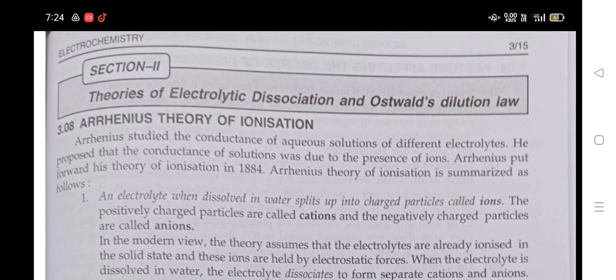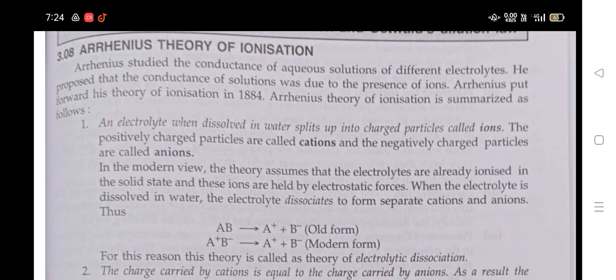Section 2. Arrhenius theory of ionization. Arrhenius studied the conductance of aqueous solutions of different electrolytes. He proposed that the conductance of solution was due to the presence of ions. Arrhenius put forward his theory of ionization in 1884. Arrhenius' theory of ionization is summarized as follows.